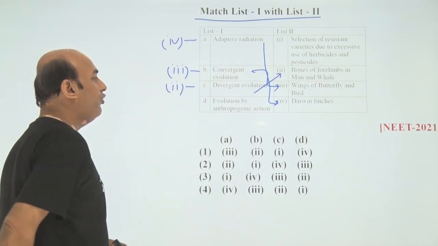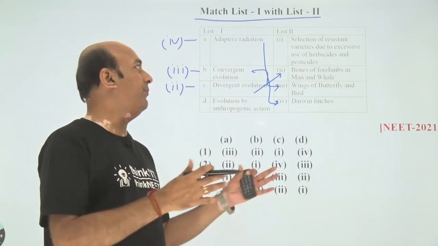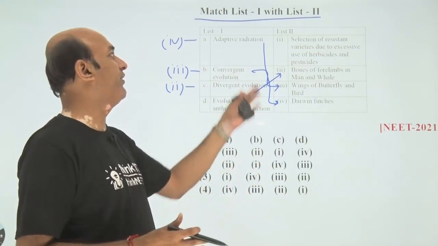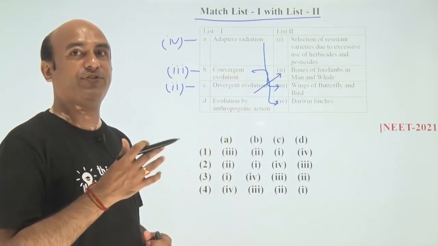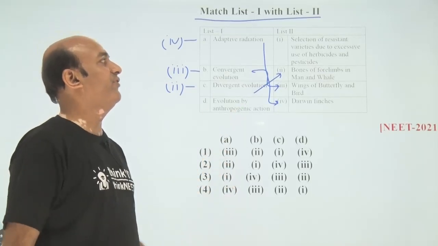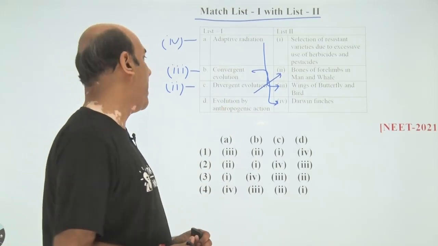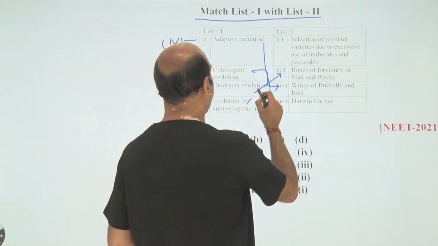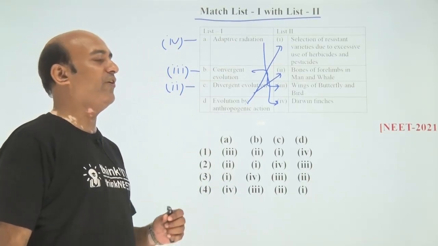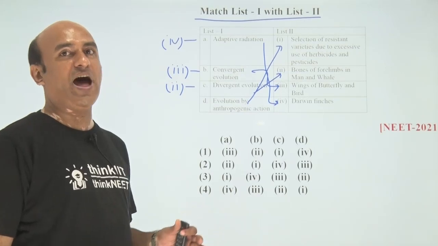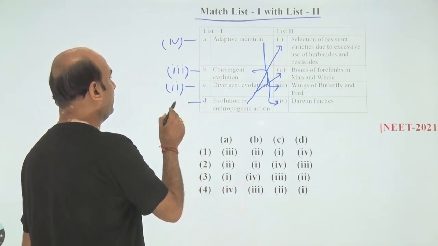And D, evolution by anthropogenic action. We know that student, some insects develop resistance against the herbicide and against the pesticide. So this is an example of anthropogenic action. So the example of evolution by anthropogenic action comes from the selection of resistant varieties due to excessive use of herbicide and pesticide. So student, here D is matching with 1.